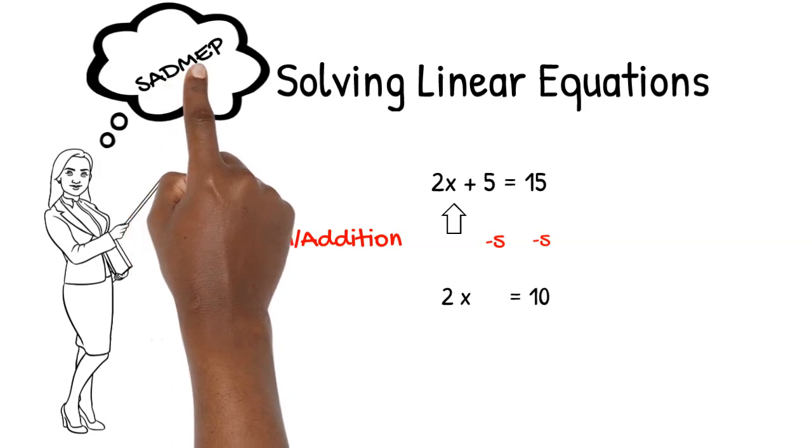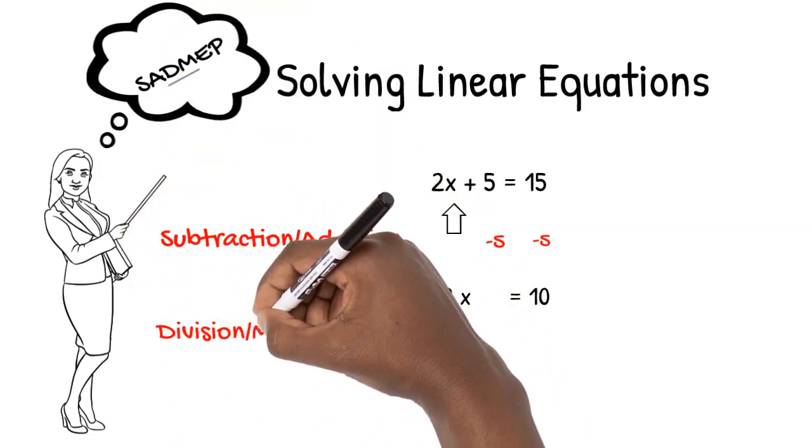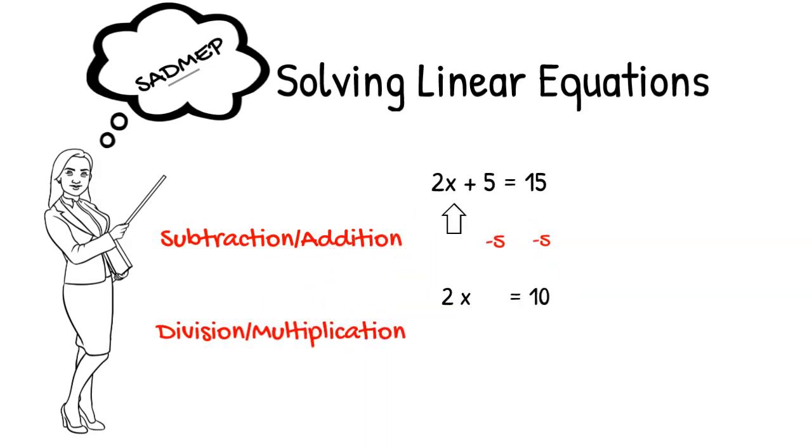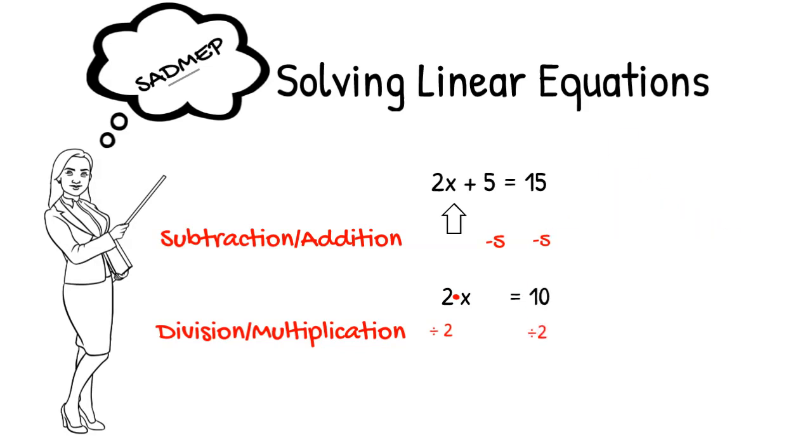Now, continuing to use SADMEP as our order to solve, we see that division or multiplication comes next. When we see a number next to a variable, there is a hidden multiplication sign between the two. So in order to get x alone, we need to complete the inverse or opposite operation once again and divide by 2. Since we divided the left side of the equation by 2, we must do the same to the right side. And we get that x is equal to 5.